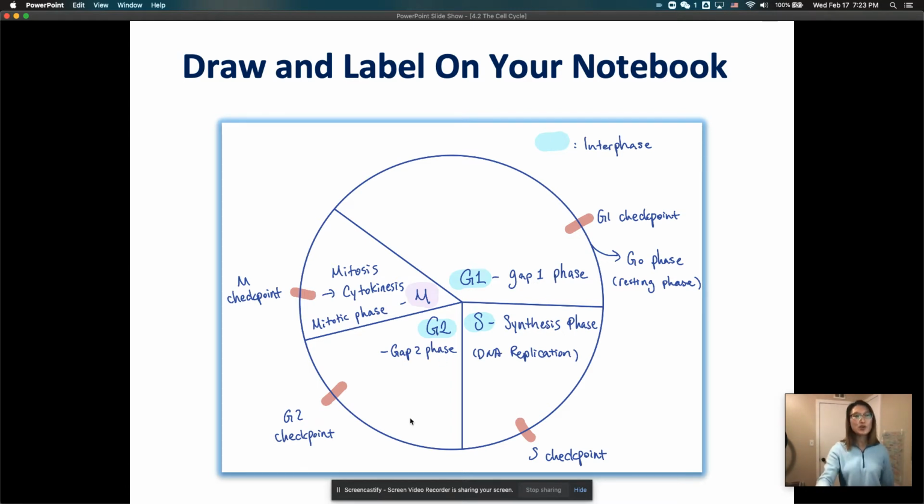G2, we have the gap 2 phase. So this is another gap, right? We're not quite there yet. We're almost there. We're getting there. That's okay. And then lastly, we have the M phase, which is where the actual event of cell division takes place.